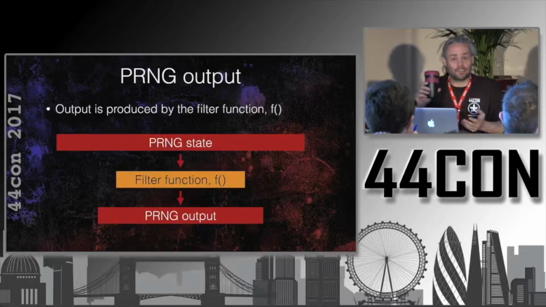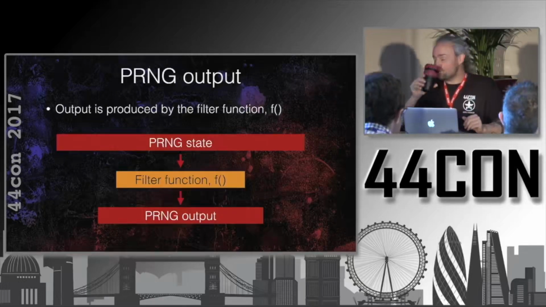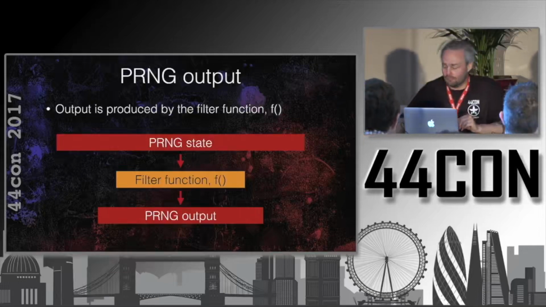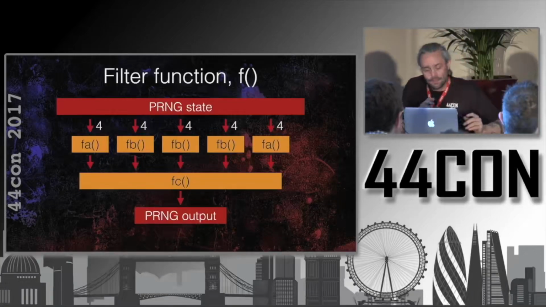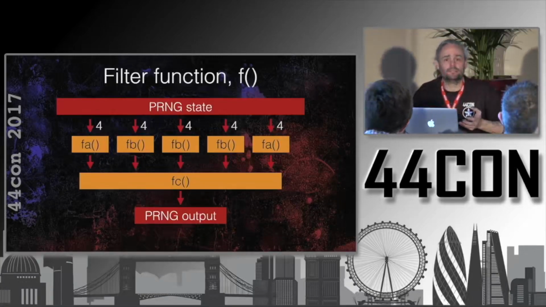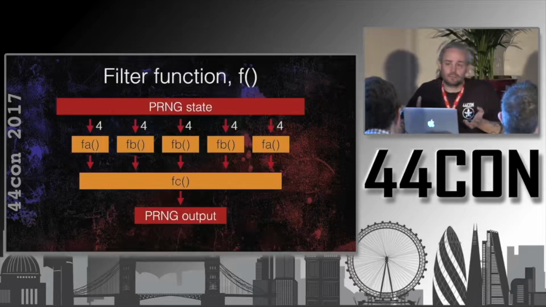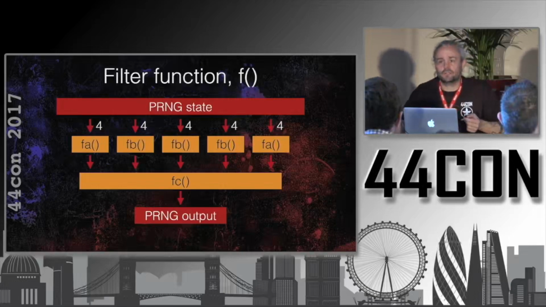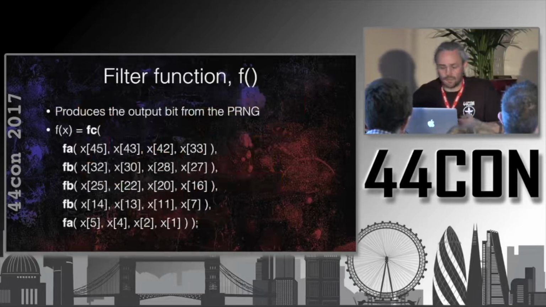The output of the PRNG, that's not the bit that just gets knocked off the end. It's produced by a filter function F, which is made up of a hierarchy of filter functions A, B, and C. Each of the A's and B's takes 4 bits each, so that's 20 bits coming from the LFSR PRNG state. Each of those produces 1 bit of output, which gets fed into function C, which produces 1 bit of output, and that becomes the actual output bit. All of these are 50-50 biased, so if you don't know the bits going in, you can't predict the output at all, which looks quite random.